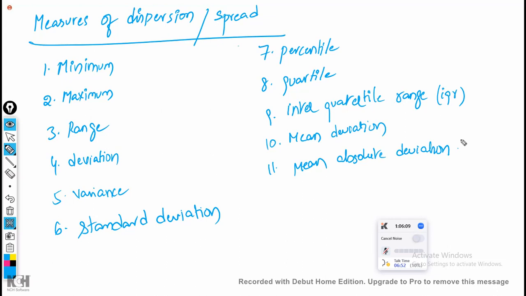The concept will be dead easy. Nothing will be there. Numbers will be 11, but matter will be nothing. Okay. Let us see one by one. Let us start one by one.